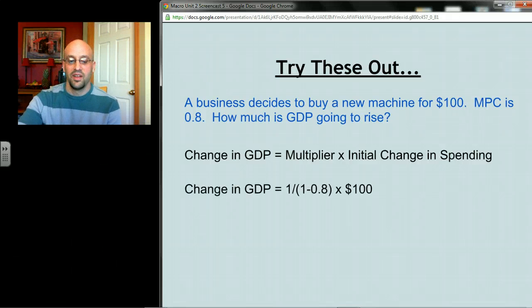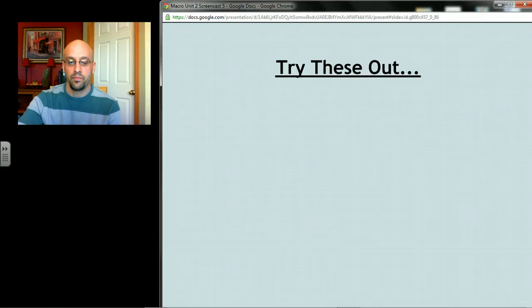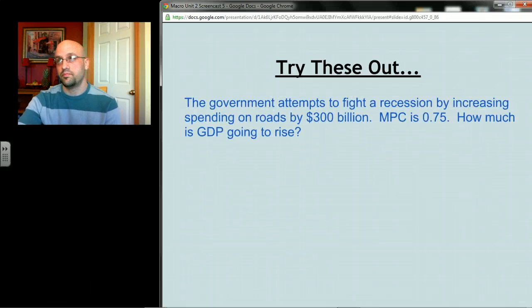Welcome back. All right, so that change in GDP is equal to the multiplier, and we know the formula for the multiplier is 1 over 1 minus MPC, and MPC here is 0.8, times the initial change in spending, which is here $100. The multiplier here is going to be equal to 5 times $100 to get the change in GDP, which is going to be $500.